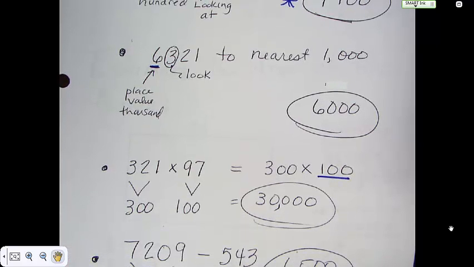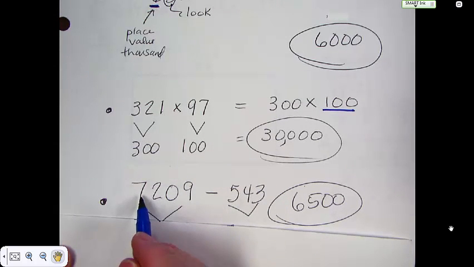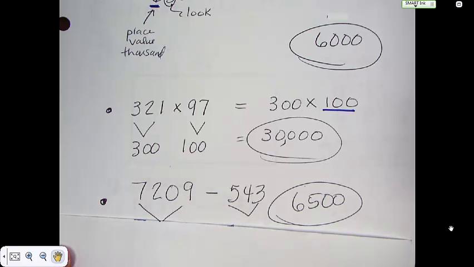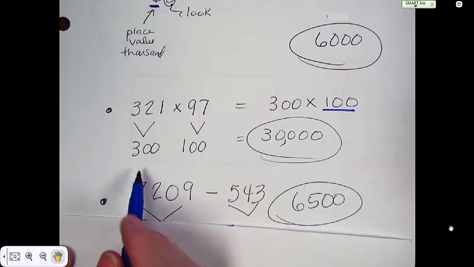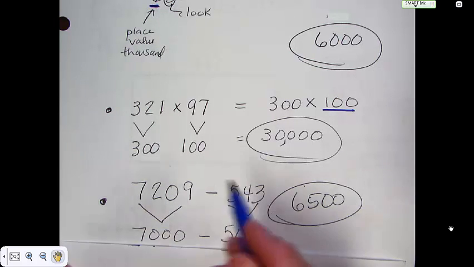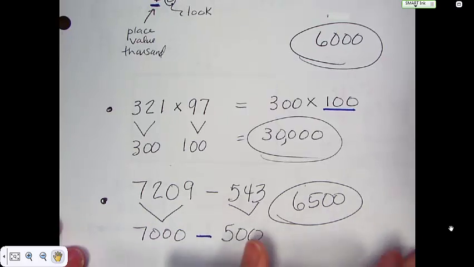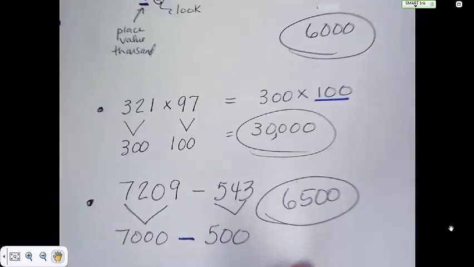Okay? One last one I want to look at here. 7209 minus 543. Is 7209 closer to 7,000 or 8,000? And you would have to say 7,000, yeah. And is 543 closer to 500 or 600? And it's closer to 500. This is a subtraction problem. So 7,000 minus 500 gives you 6,500.